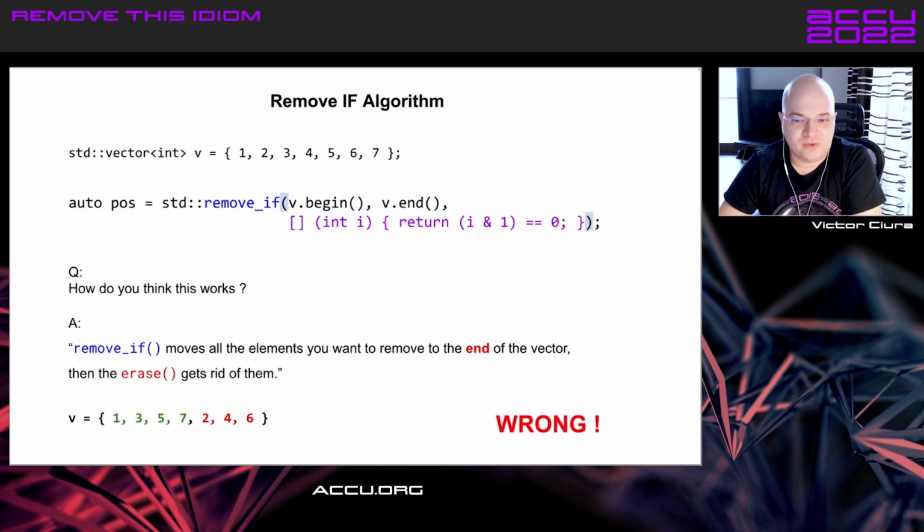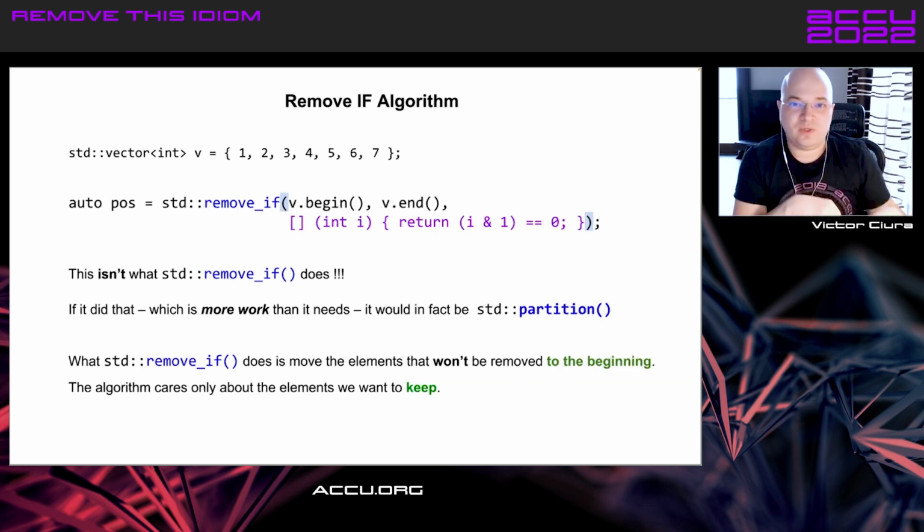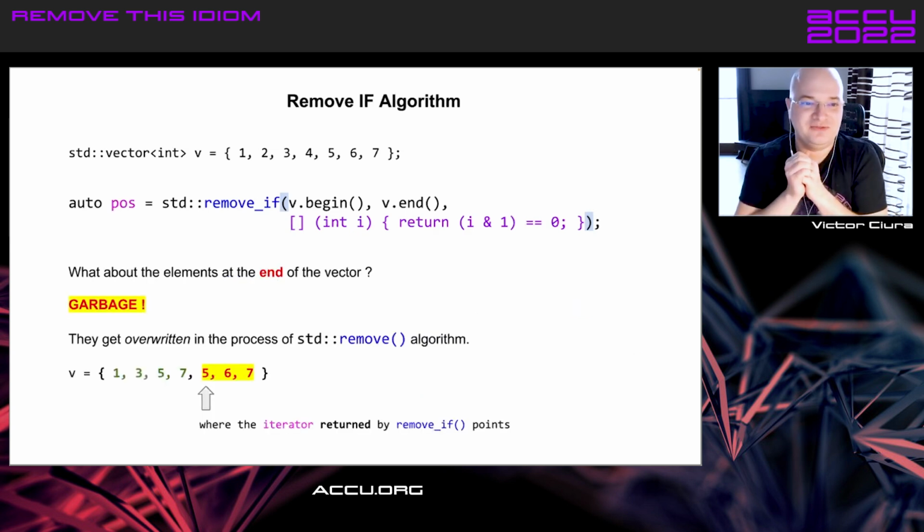So this is clearly wrong. And this isn't what the remove if algorithm does. If it did that, it actually would do more work than necessary. And it would actually be a partition instead of remove. What remove actually does is to move elements that won't be removed to the beginning of the collection. So the algorithm cares about the elements we want to keep. It doesn't move the uninteresting bit to the end. So it seems complementary, but it's not. It really makes a difference.